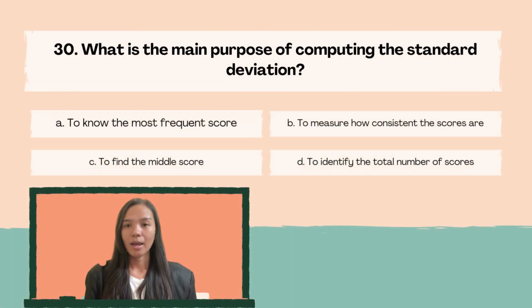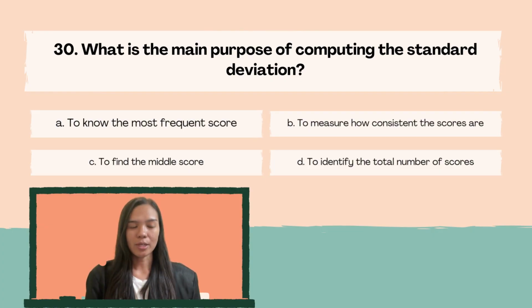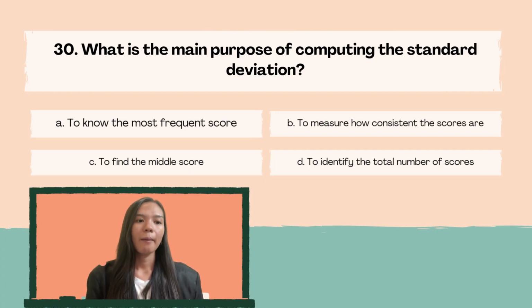And lastly, for question number 30, what is the main purpose of computing the standard deviation? A. To know the most frequent score. B. To measure how consistent the scores are. C. To find the middle score. And D. To identify the total number of scores. You have 15 seconds to answer.